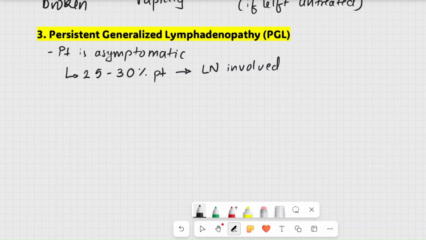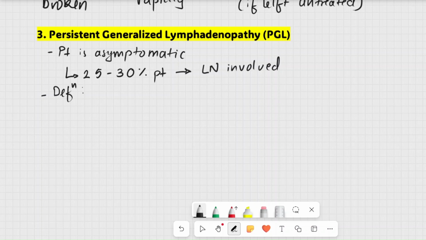Now why is there lymph node involvement? The reason is very simple, because where is HIV replicating? The HIV is replicating inside the lymph node only. So most of the patients remain asymptomatic. Only 25 to 30% of patients will show lymph node involvement, and that condition is called persistent generalized lymphadenopathy, guys. Now how do you define this condition? Let's have a look at the definition of PGL, guys.